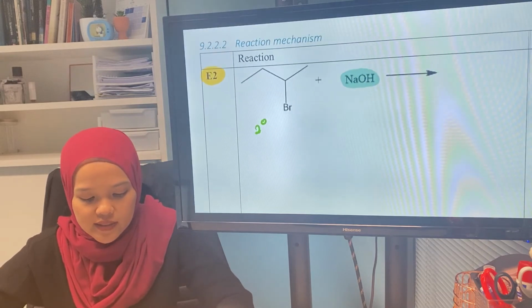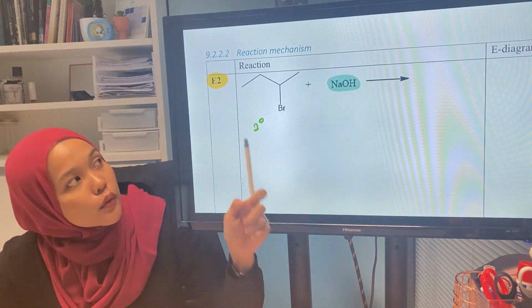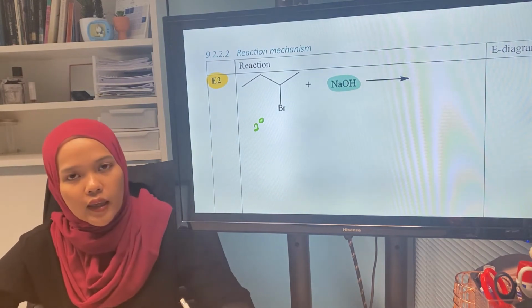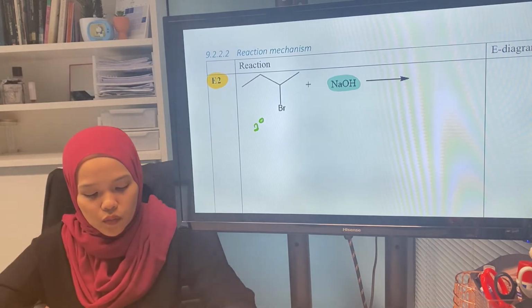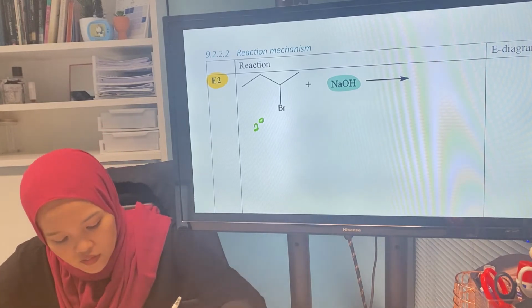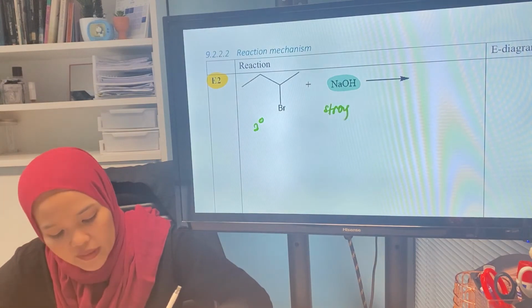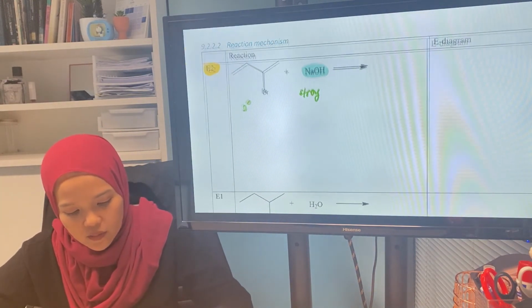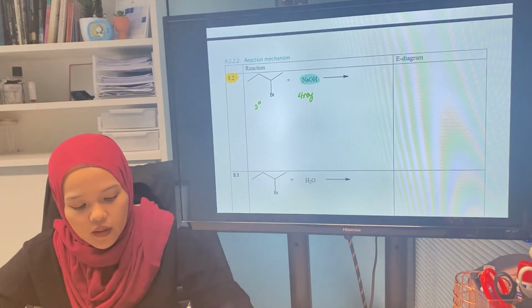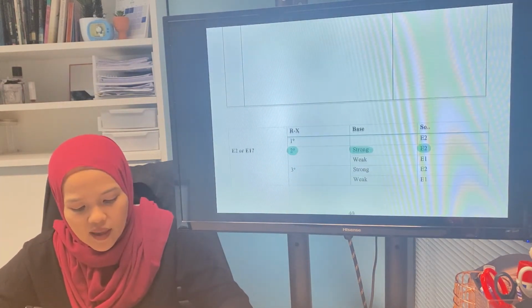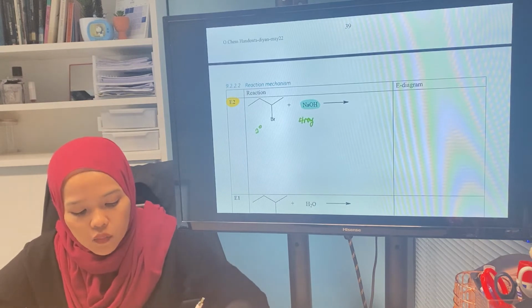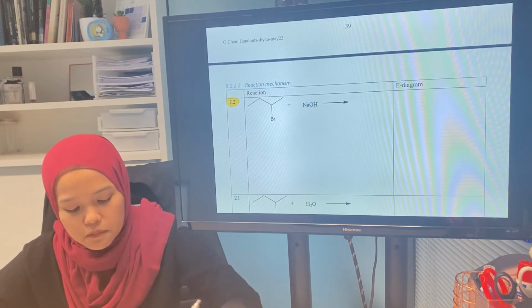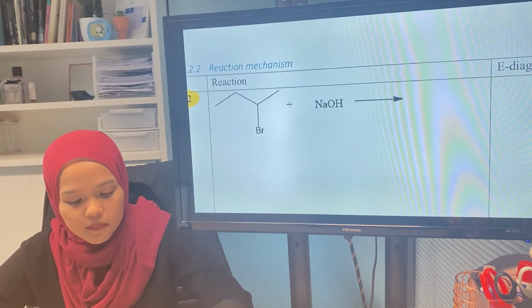Okay, because as I said, in the exam, of course, we are not going to tell you this is an E2 mechanism. You need to think on your own. This one is a strong base, so that is why it is an E2 mechanism. So first of all, before you go with the mechanism and the steps, why don't we predict the product first? Predict the product first, okay?